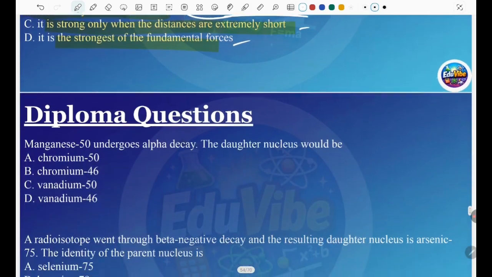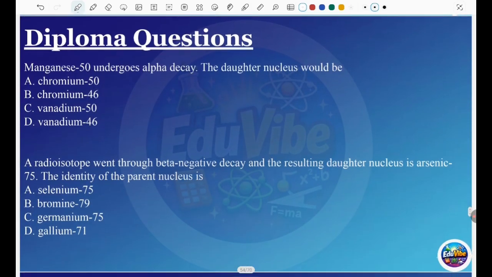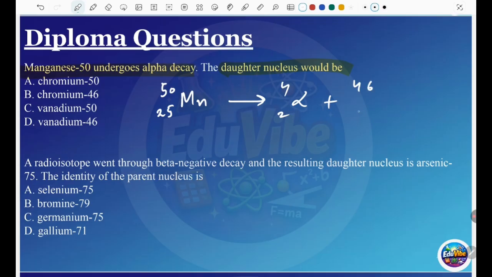Then we have some questions from the decay topics, electromagnetic, alpha decay, beta decay. Manganese-50 undergoes alpha decay; the daughter nucleus would be... The manganese, which is 50, denoted by Mn, has atomic number 25. Under alpha decay, which is 4 and 2, 50 minus 4 is 46, and 25 minus 2 is 23, and this is vanadium. So this is vanadium-46. So the answer is D.